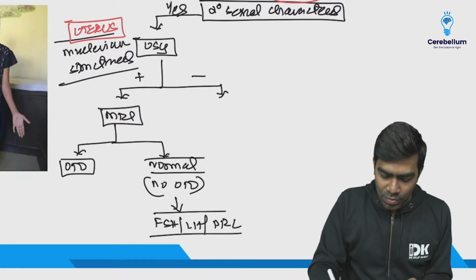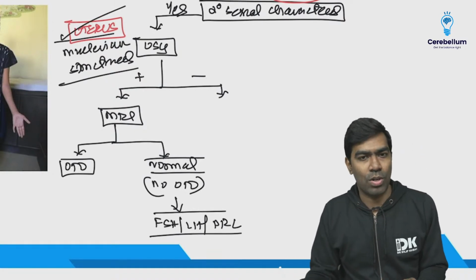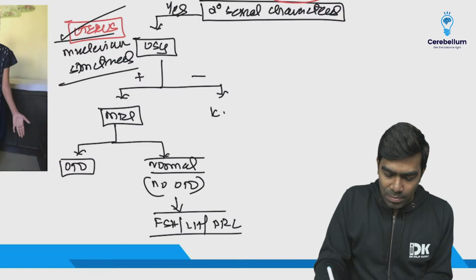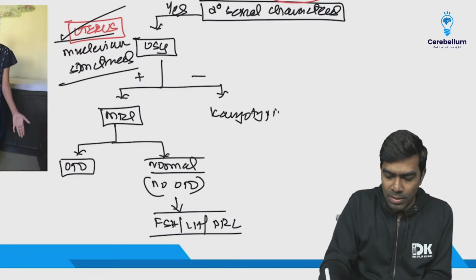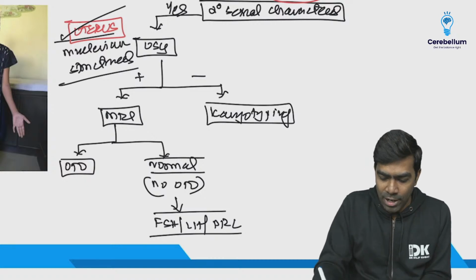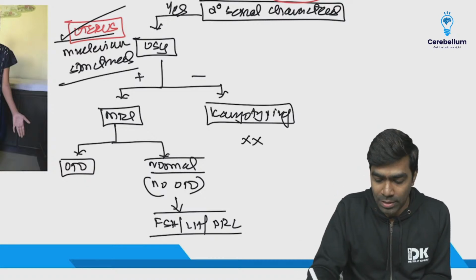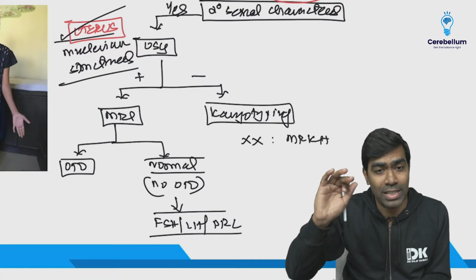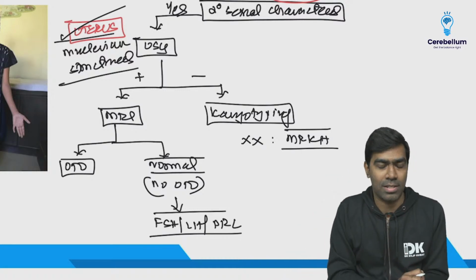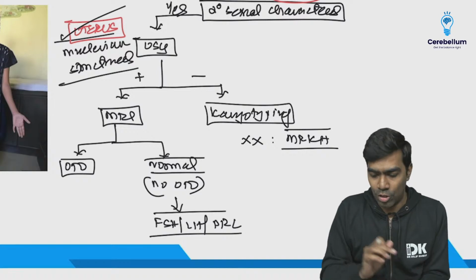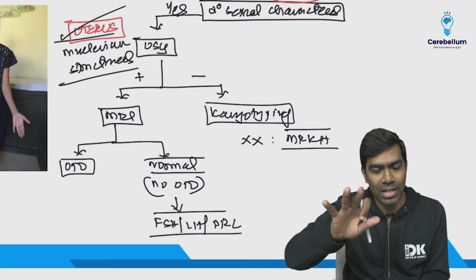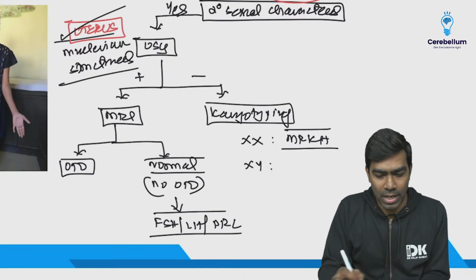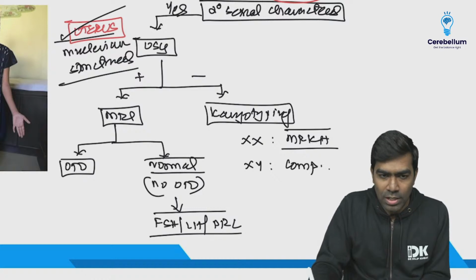In case the uterus is not there on ultrasound, meaning Mullerian structures are absent, the next ideal step is karyotyping. In karyotyping, if you see an XX karyotype, that is Mullerian agenesis, and the syndrome is called Mayer-Rokitansky-Kuster-Hauser syndrome. Technically, MRKH means uterovaginal agenesis. If it's XY, then it is complete androgen insensitivity syndrome.